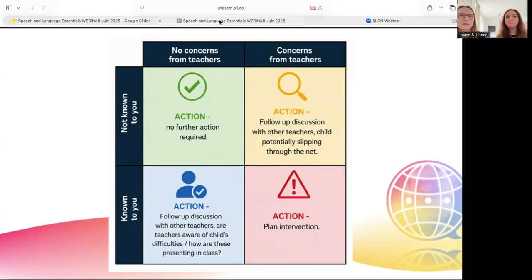Blue, bottom left. The teachers are not concerned, but the child is on your SEND list. This might be another gap. Perhaps teachers are not aware of these children's difficulties, or maybe the child is masking. Again, speak to the teachers and do some investigation. This could be an education point for the teachers. And red, bottom right, the teachers are concerned and the child is on the SEND radar. So we need to plan some intervention.